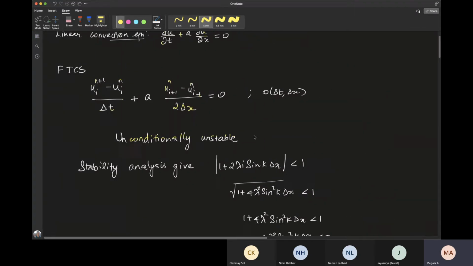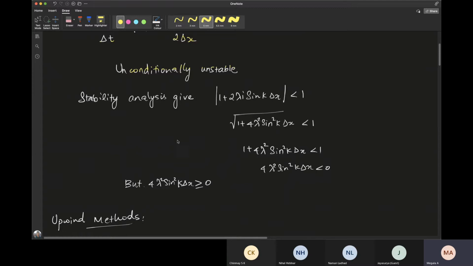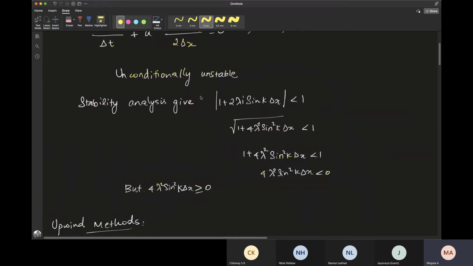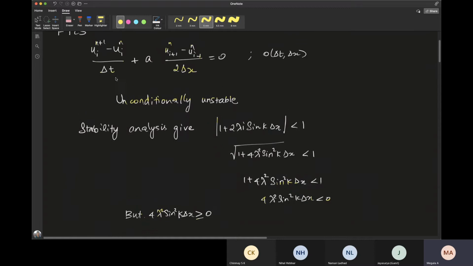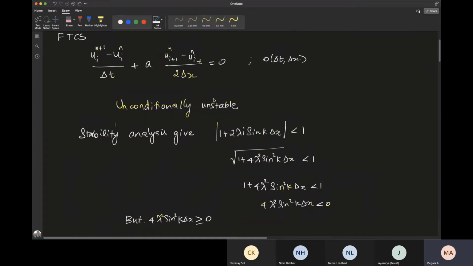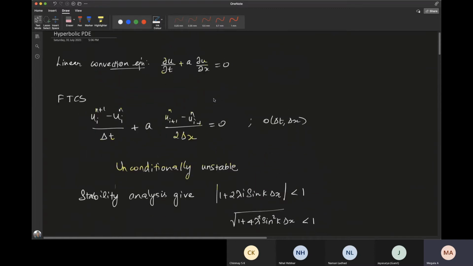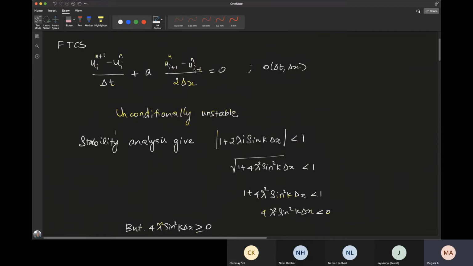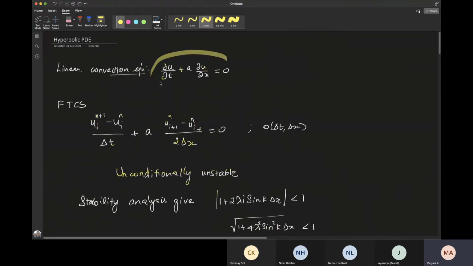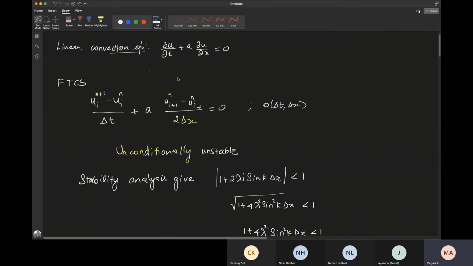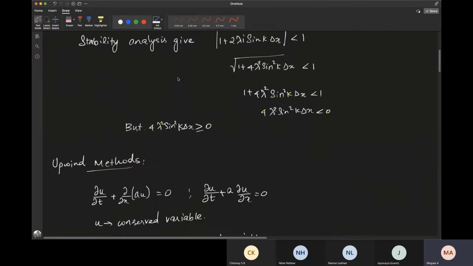So I've just rewritten it over here. Stability analysis gives us something like this, but actually this quantity is greater than or equal to 0. So the FTCS scheme is unconditionally unstable. It's always unstable. So you cannot use the FTCS scheme to solve a linear convection equation. You have to go about doing some other thing.